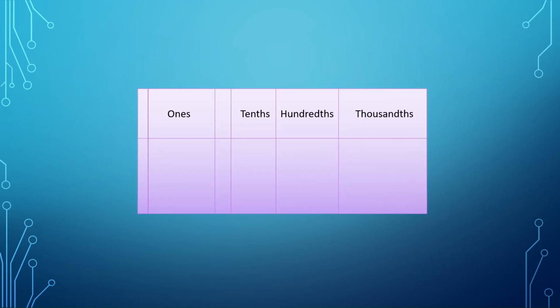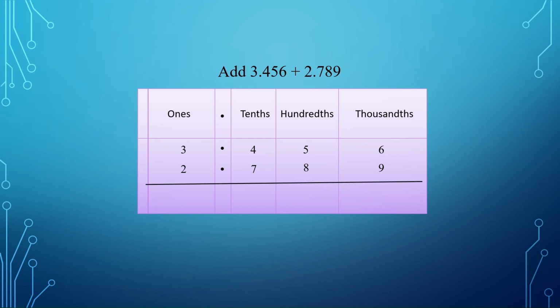Now let us take one more example. Add 3.456 plus 2.789. Arrange this in the place value chart and then start adding column by column from the rightmost place. First you add the thousands place, 6 plus 9, which is 15. Write 5 in the thousands place and carry over 1 to the hundreds place.